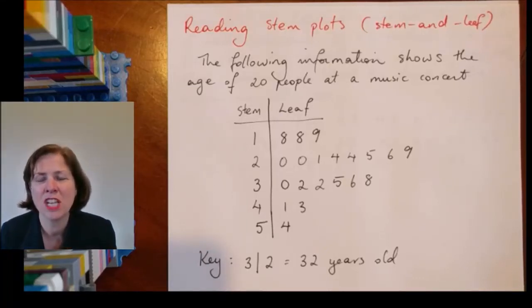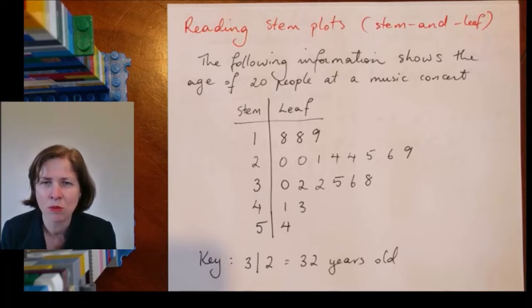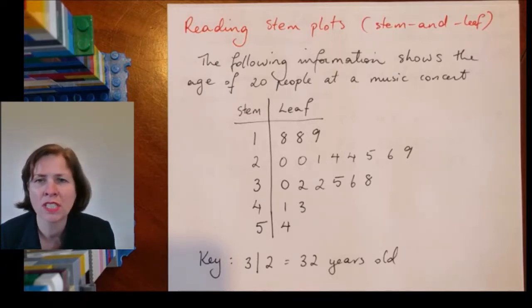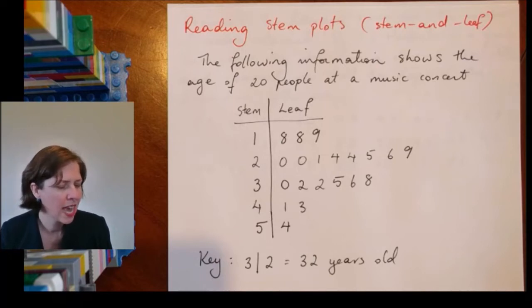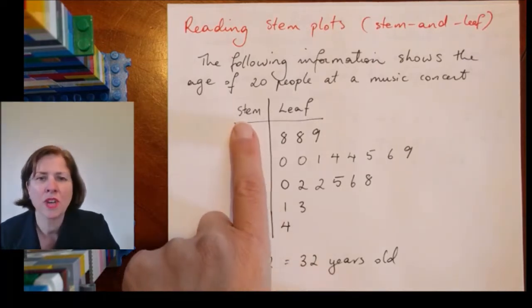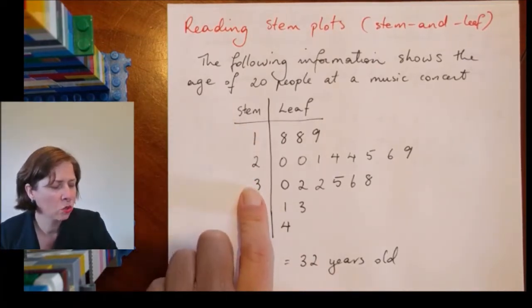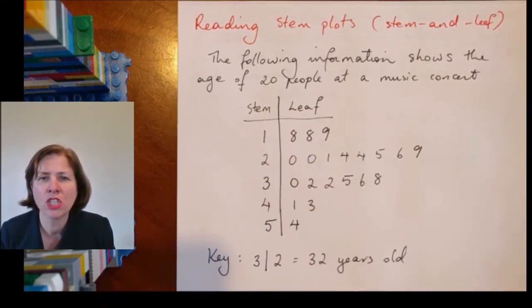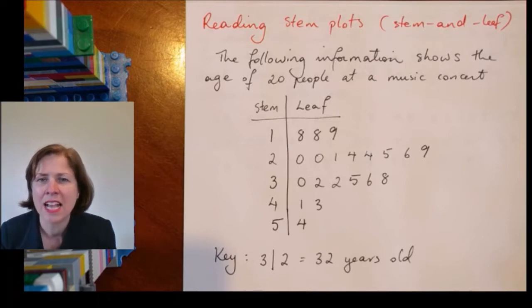In the last video we looked at frequency tables and we're still looking at data. Now we're going to look at stem plots, which are sometimes called stem and leaf plots. The reason they're called that is they literally do have one column that's called the stem and one column that's called a leaf.